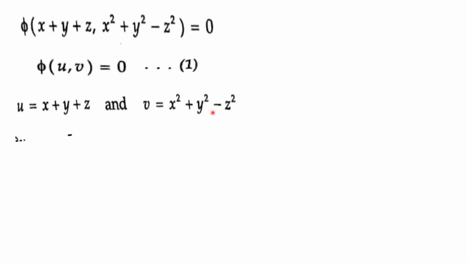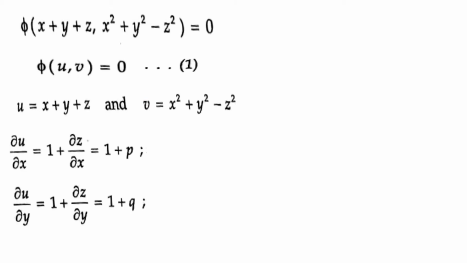Okay. So after writing what u and v are, we need to differentiate u partially with respect to x and y, and then differentiate v partially with respect to x and y. So what do you get when you differentiate u with respect to x? Differentiation of x with respect to x is 1. Differentiation of y with respect to x is 0. But z with respect to x is dou z by dou x, which is equal to p. So dou u by dou x is equal to 1 plus p.